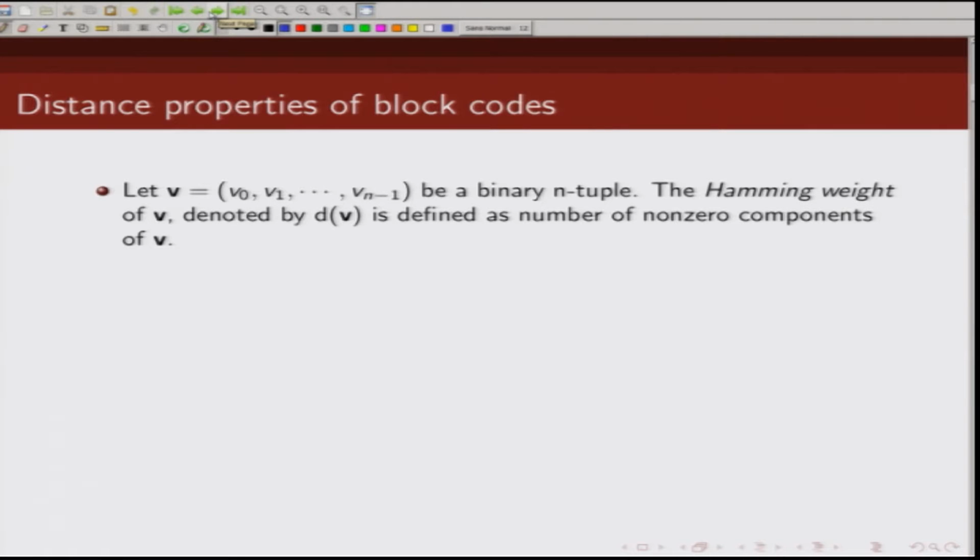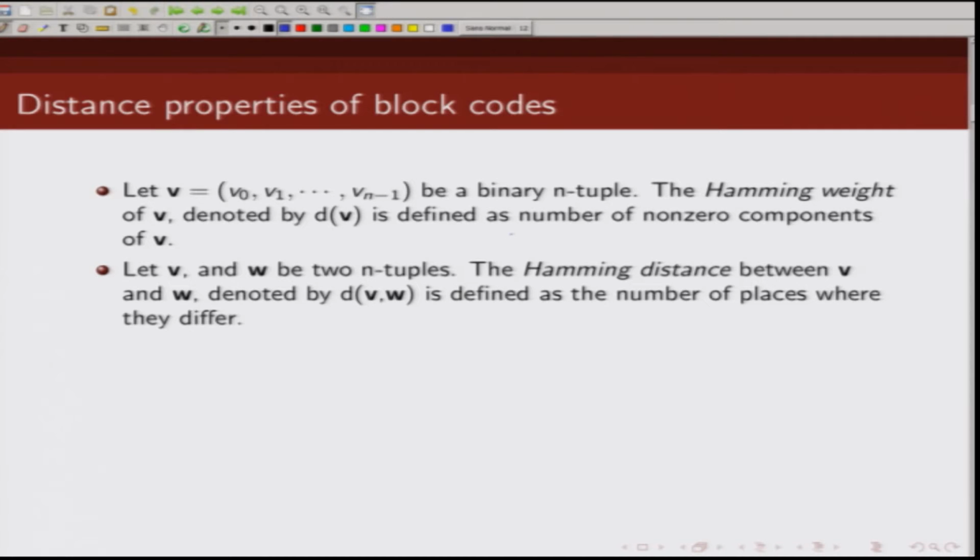So, if we have an n tuple, let us call it V. V is an n tuple, and since we are restricting our discussion to binary linear block codes, we consider a binary n tuple. So, this V0, V1, V2, up to Vn minus 1 could be either 0 or 1. We define the Hamming weight of this vector V as the number of non-zero components of V.